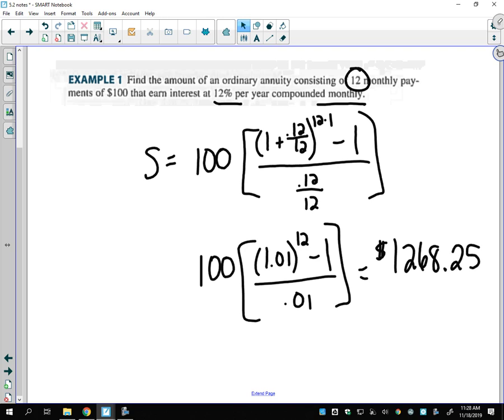So notice you put $1,200 in there because every month you put $100 in it, but then you've gained $68.25 in interest. So this includes your payments plus the interest.